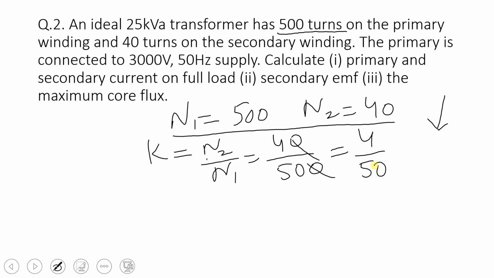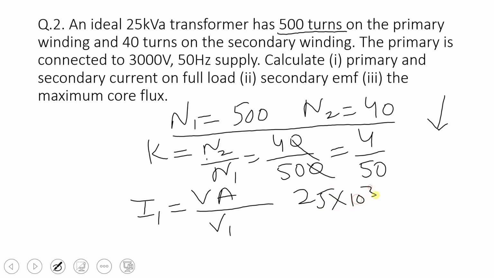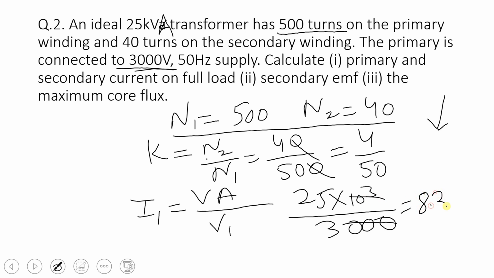Now for the primary current, as in the previous numerical, we know that I1 is equal to volt amperes upon V1. The volt amperes are given in this numerical: it is 25 kilovolt amperes, upon V1. V1 is connected to the 3000 volt supply. So V1 is 3000. We cancel with this, and when we solve this we get 8.33 amperes.